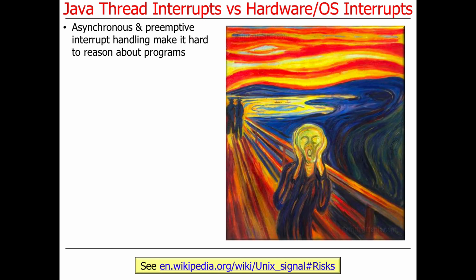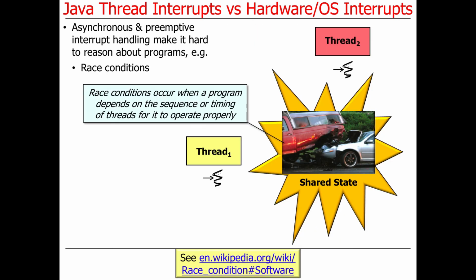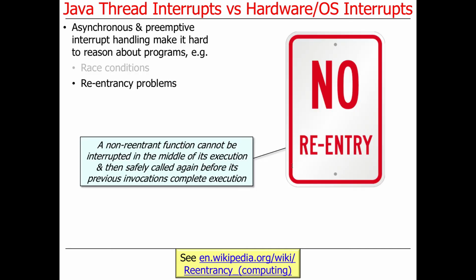It turns out that asynchronous and preemptive interrupt handling make it really, really hard to reason about your program. You can find out more about that here. If you take a look at this Wikipedia article about Unix signals, it talks about some of the risks. It's really complicated. Here's a couple of examples of the typical problems. You can have race conditions because you might not have the program's locks held properly when the interrupt handler runs.